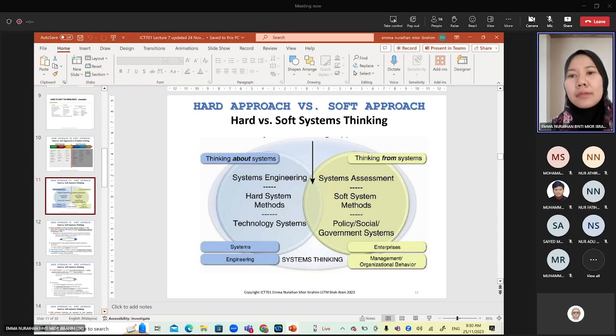Macam mana kita nak create system ni? Apa teknologi yang sesuai, apa infrastructure yang sesuai, hardware, software, apa IoT, apa-apa semua tu ya. Instruments, functionalities. Tapi kalau kita think about soft system thinking, kita tengok pada system assessment, behavior dia, properties dia, apa yang influence the environment, policy ke, political ke, people ke, nature ke, alright? So nampaklah kat sini policy, societal, government system, enterprise dan sebagainya, ya.